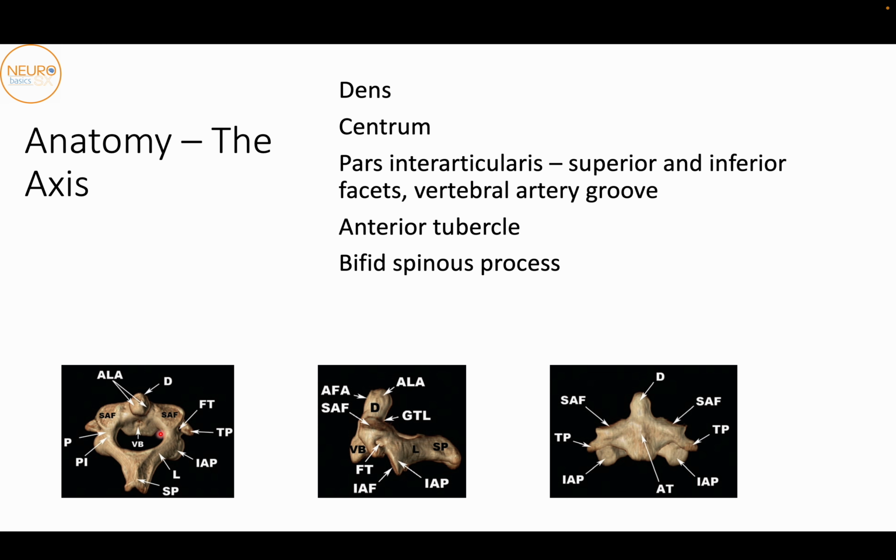The C2 also has an anterior tubercle which is over here, to which the ALL attaches, and then it has the first bifid spinous process. So when you're doing surgery, the most common thing you look for in identifying C2 is going to be this bifid spinous process.